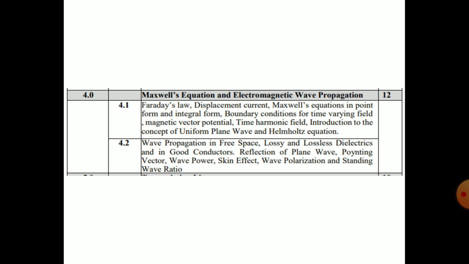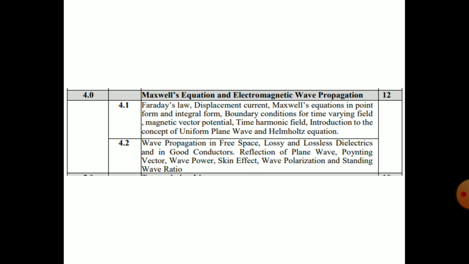So in the 4.1 part, that is Faraday's law. In Faraday's law, we have to study Faraday's law without moving charge, and the changes made by Maxwell's equations in Faraday's law. So displacement current, Maxwell equations in point form and integral form, that we have to study. Boundary condition for time varying field, magnetic vector potential.